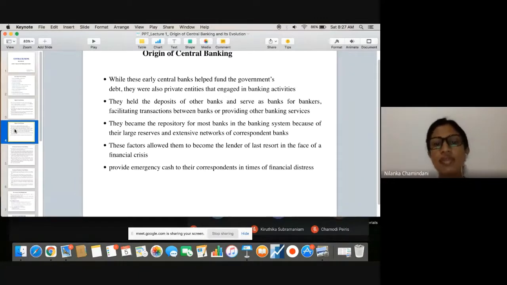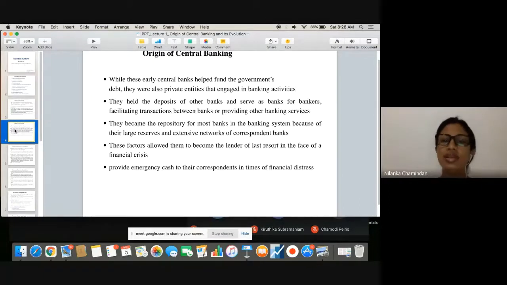These factors allow them to become the lender of last resort in the face of a financial crisis. There is another term you have to learn here: lender of last resort. Now, see the functions they were doing. In the first place, they were lender to the government, and we also saw that they were bankers to the other banks. That means they functioned as a bank for the other bankers, and then they were the lender of last resort. What does it mean?